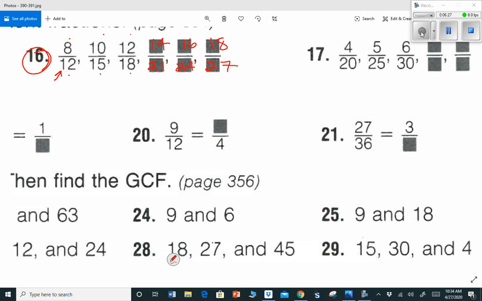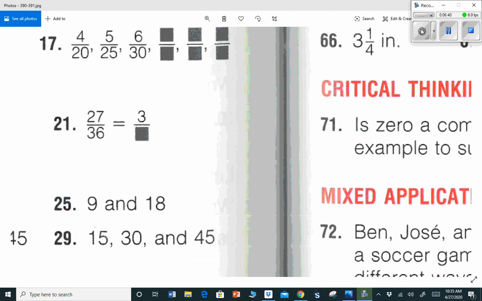And again, if you get 8 out of 12 of something, it's the same thing as getting 18 out of 27. They're just different size pieces. Okay, you see if you can do number 17. Pause the video and turn it back on when you're ready to check.